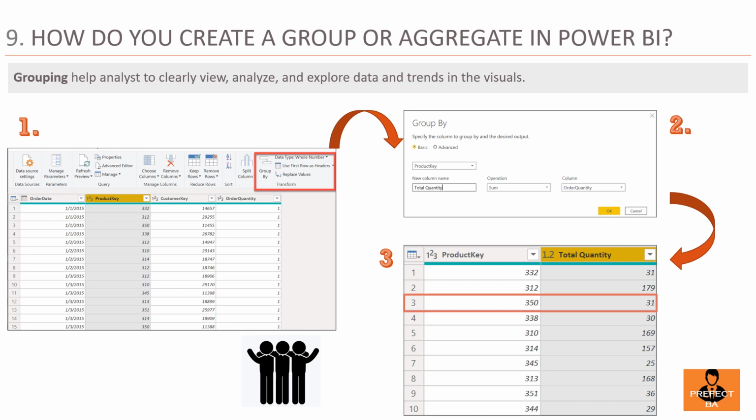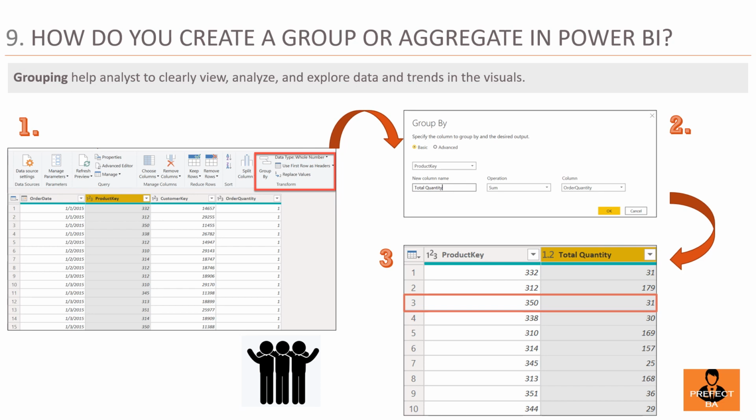Like in the example above, it is total quantity. Select the operation as sum and the column on which this operation needs to be done. Like in this example, it is order quantity. Step 3. The column total quantity will be added to the table grouped based on product key.